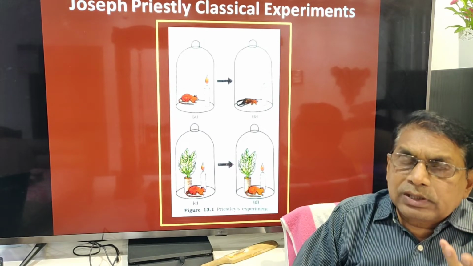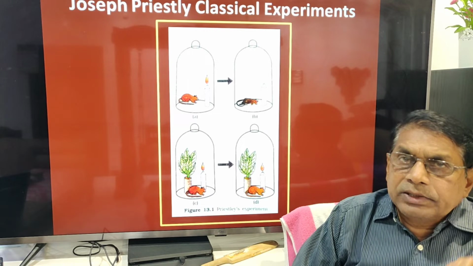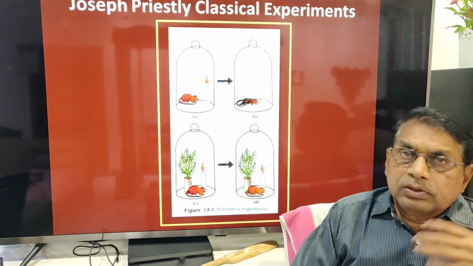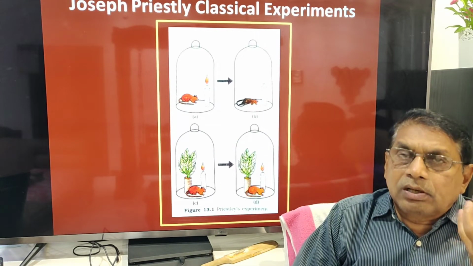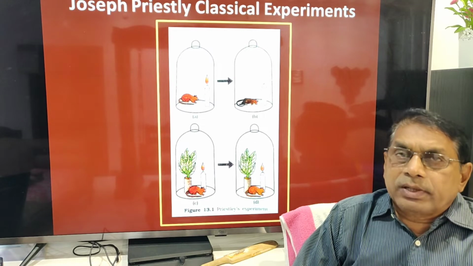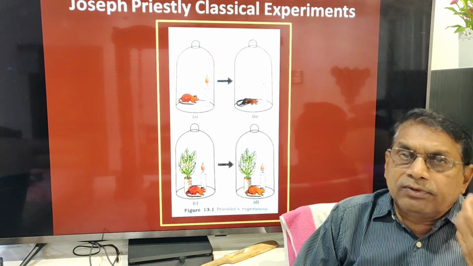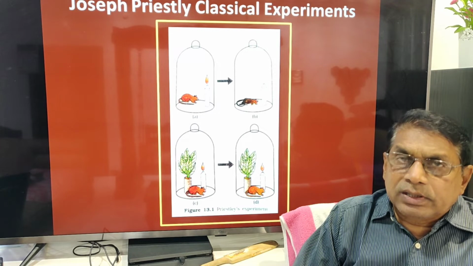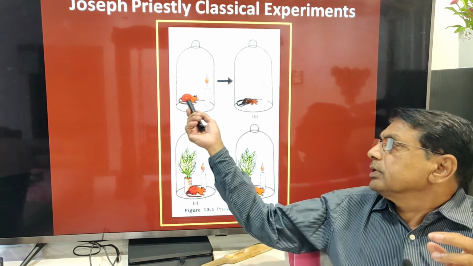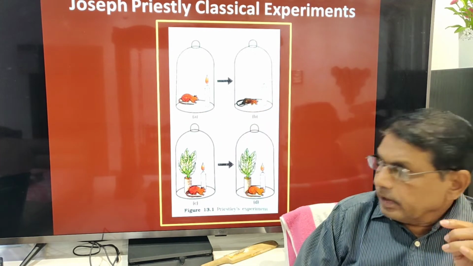So this lighting utilizes the oxygen and releases the carbon dioxide. Without the availability of the oxygen and the toxic nature of the carbon dioxide, these mice, rats died.